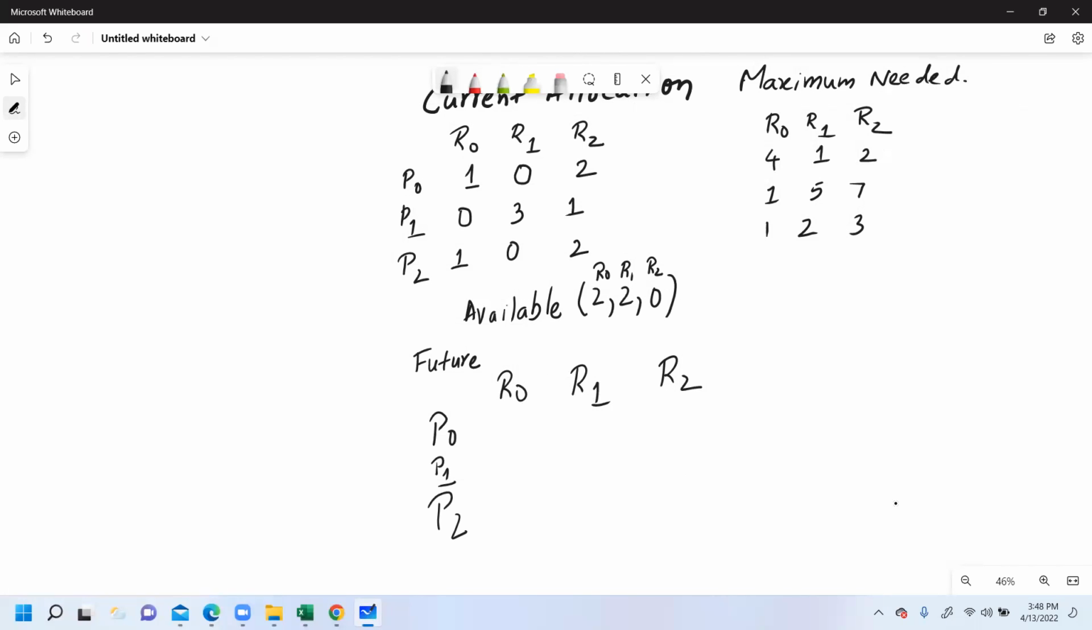I mean, already this has been allocated. So maximum needed is 4. So how do you calculate how many I need in the future? You subtract this matrix from this matrix. 4 minus 1 is 3. In the future, I need 3 more, right? Are you able to follow this? Ben, Kane, Joshua, Justin. Okay. And 1 minus 0 is nothing but I need 1. And 2 minus 2 is 0, since 2 is already allocated. So in the future, I don't need anything from R2 for process P0. Nadisa, can you tell me what is the next one? 1 minus.